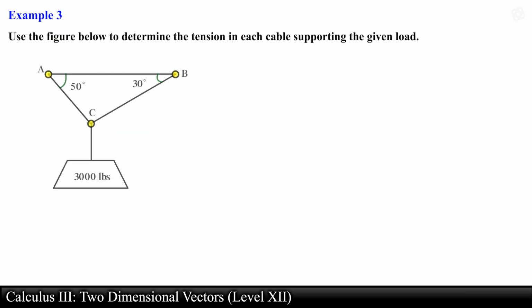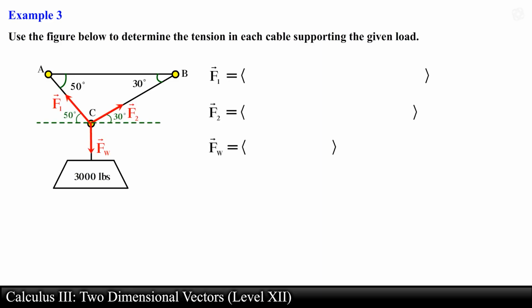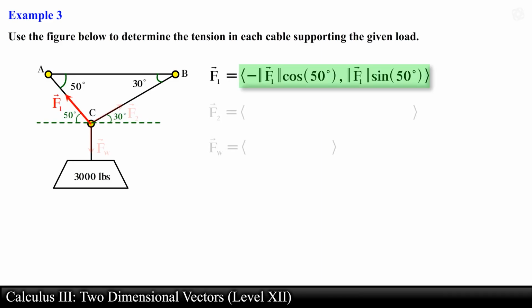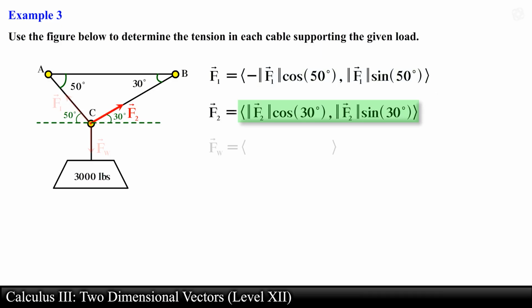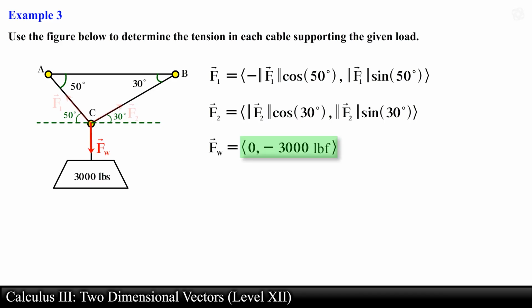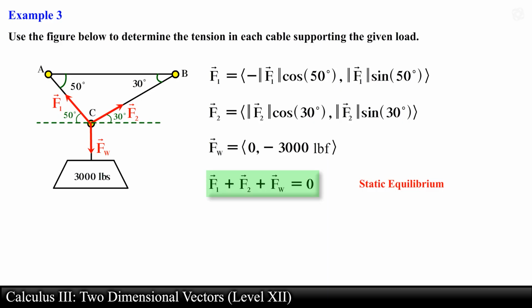Use the figure below to determine the tension in each cable supporting the given load. Similar to the previous examples, let's start by finding the components of each force. The first tension force will have the following components, and the second tension force components will be equal to the following. Finally, the gravitational force will have the following values for its components. Notice that both tension forces are unknowns. Since this problem lacks symmetry, we need to get a little bit more involved in order to find the values of these forces. Let's go ahead and add these forces and set the expressions equal to the 0 vector.